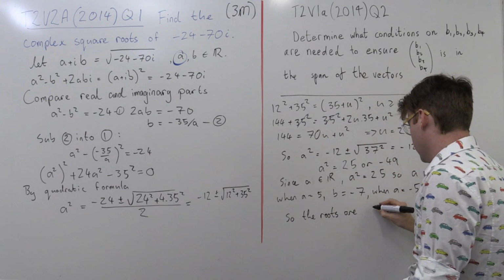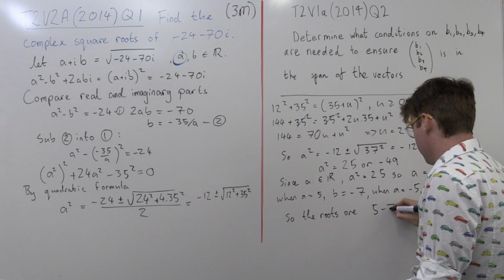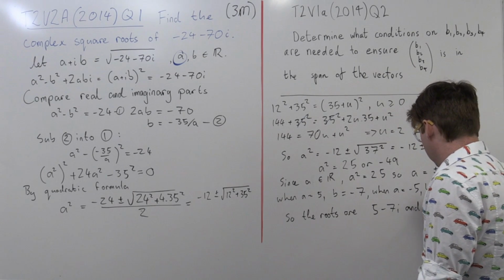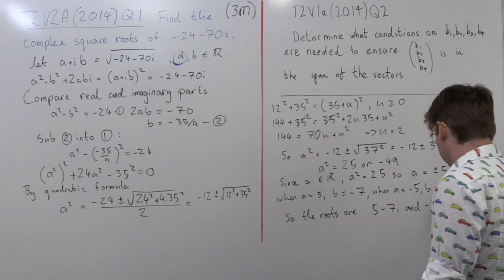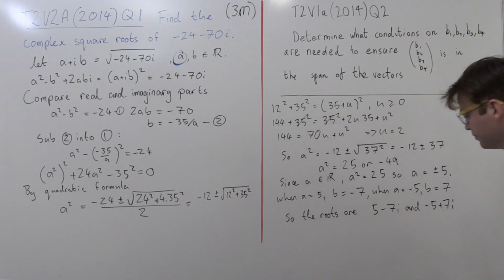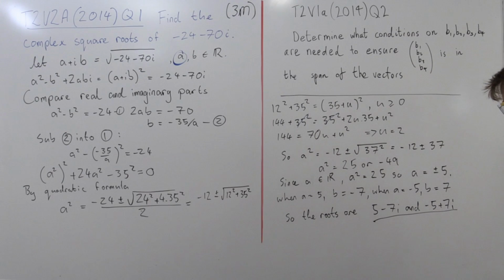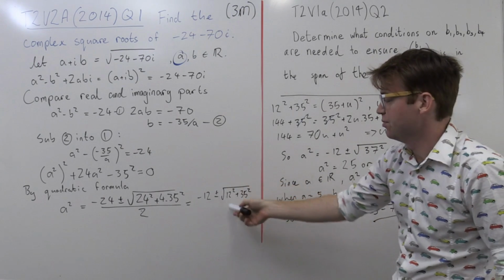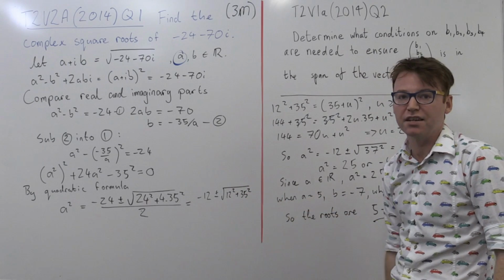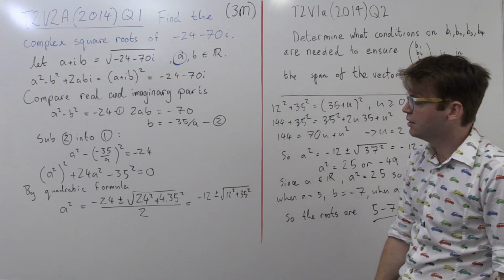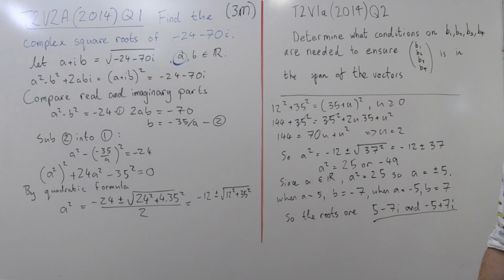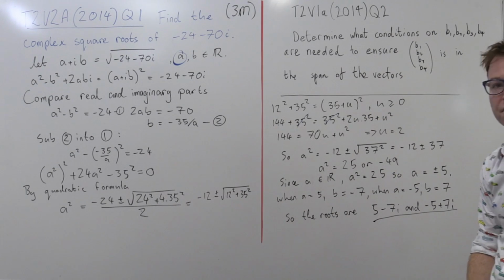So the roots are 5 minus 7i and negative 5 plus 7i. So that's the question. It's probably a 3-mark question because there's some work to be done here in actually taking this square root. Otherwise I'd say it would be a 2-mark question. Josh?